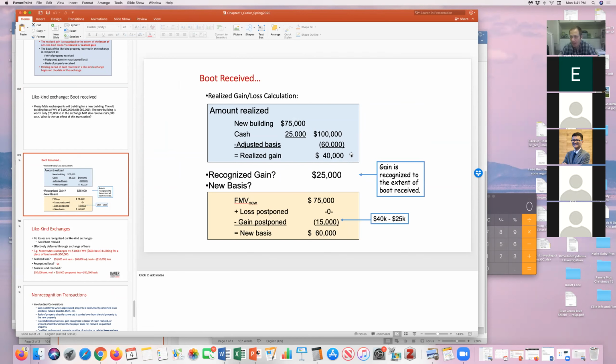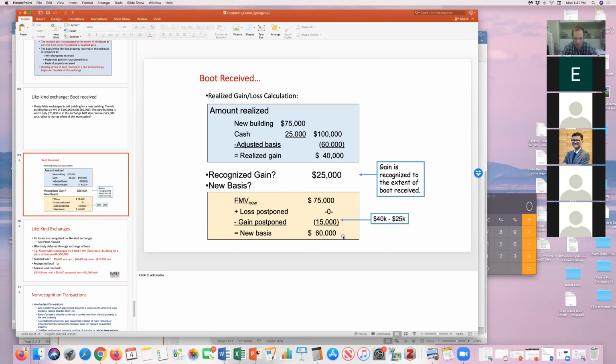Since it's a like-kind exchange, I get to defer some of it, but I have to recognize up to the amount of cash that I got. So the lesser of my full gain or the boot, the non-like-kind property I got, that's my gain this year. And the rest of that 15 I didn't have to recognize this year, so that's still a good deal. That part basically gets subtracted from the value of the new property to give me my basis. You can see that's the basis I had in the old property.